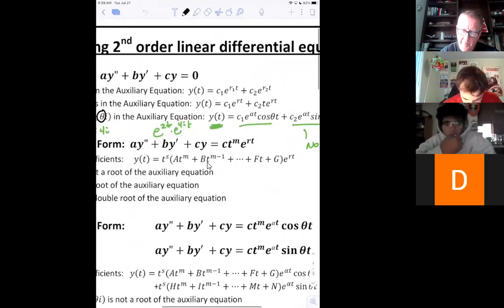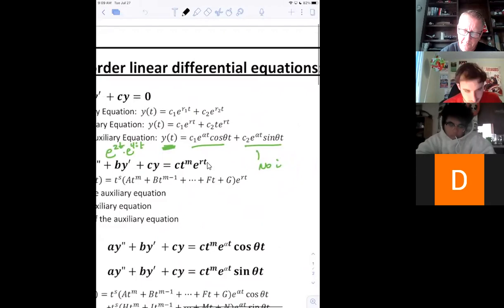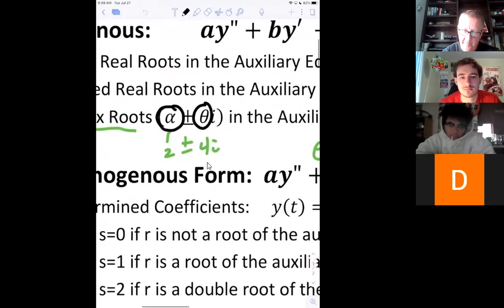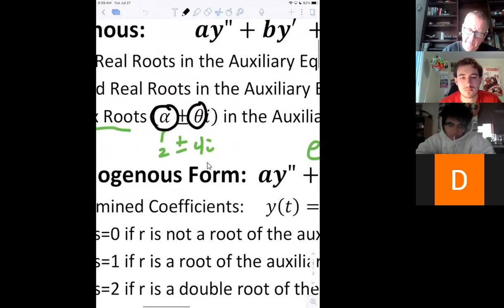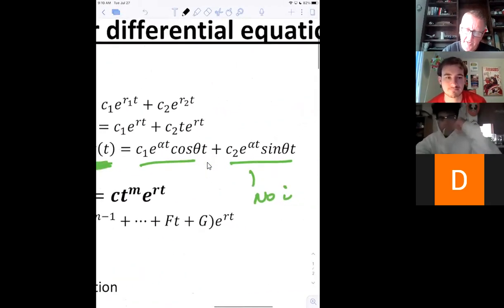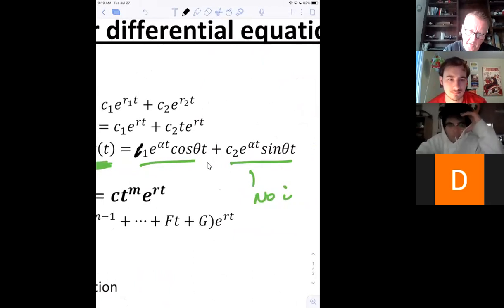Notice then what my answer says right here. It says, if you get complex roots of alpha and theta, 2 and 4, notice there is technically an I in it, but really we're just looking at the 2 and the 4, the alpha and the theta. Notice the answer over here. It says exactly what I just wrote. Constant 1 times e to whatever that number is times cosine of theta t plus constant 2, same exact e, same exact theta, but notice there's no I in it.